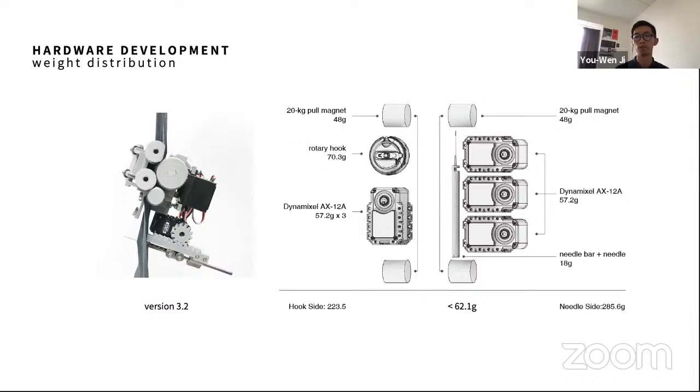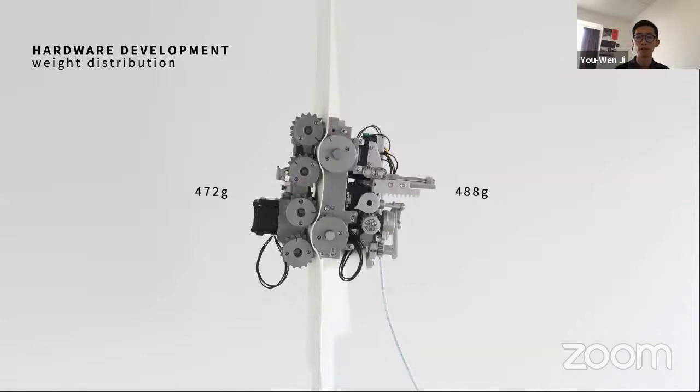According to the textile property, the robot weight limitation was defined as max 1 kilogram. And in the final version, the 7.448, the robot weight distribution is as follows. The needle side is 488 grams, and the hook side is 472, resulting in a deviation of 60 grams, which I think was a big challenge. It's a big success.